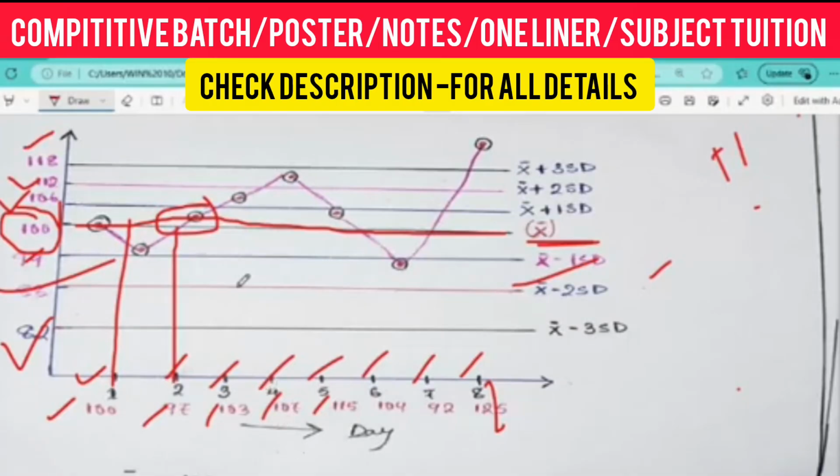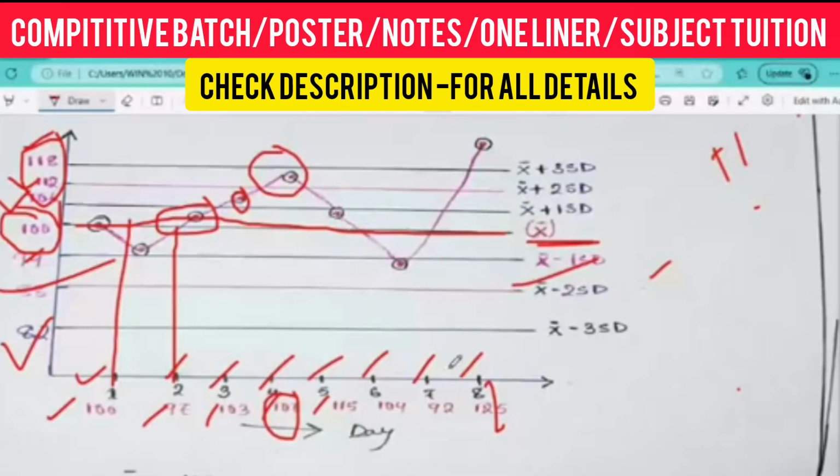And the fourth day, what is the result? 107. Yes or no? Fourth day 107. So 107 is between 106 and 112. Yes. So the point is here. Fifth day, that is 115. So 112 and 118, within this 115 should be present. Yes or no? That is the result. And the sixth day, that is 104. So 104 is between 100 and 106. So the point is put here.